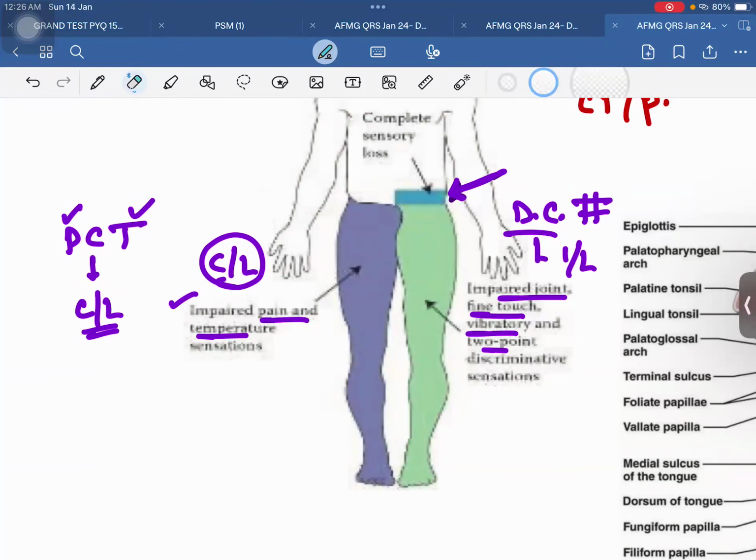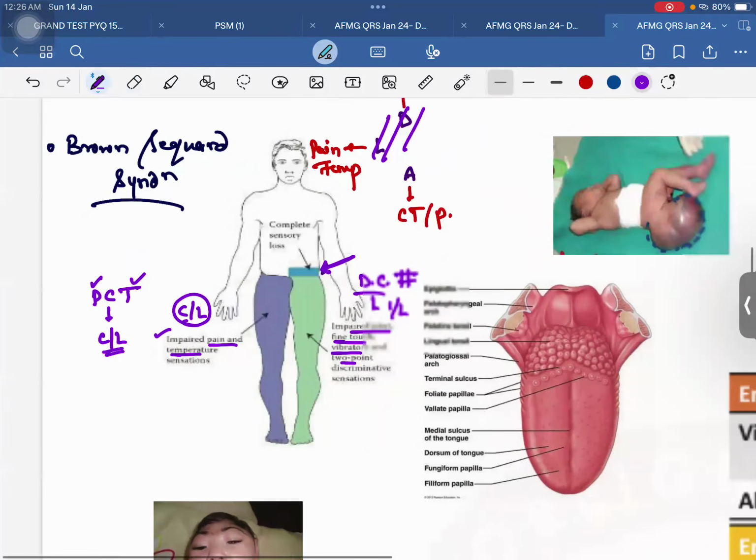No issues with this, anybody? That is important. Please remember that. This is called Brown-Sequard syndrome.